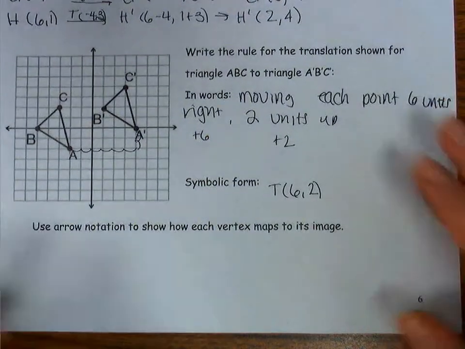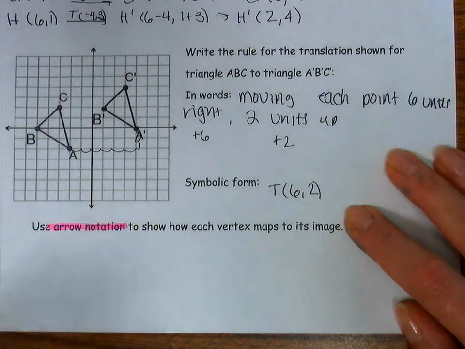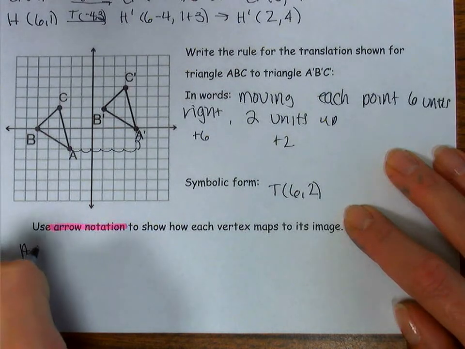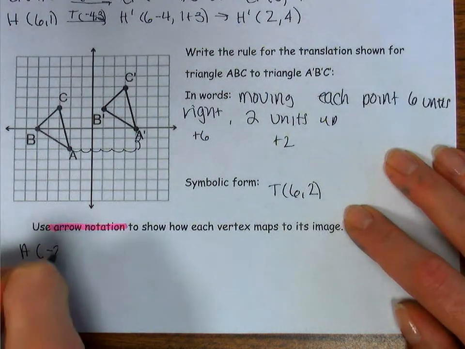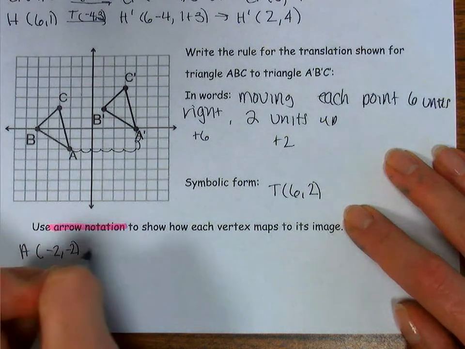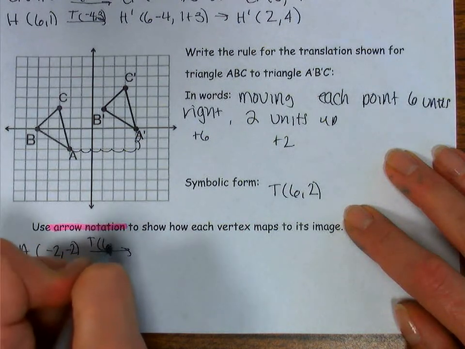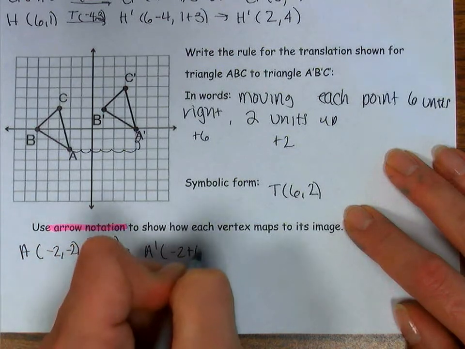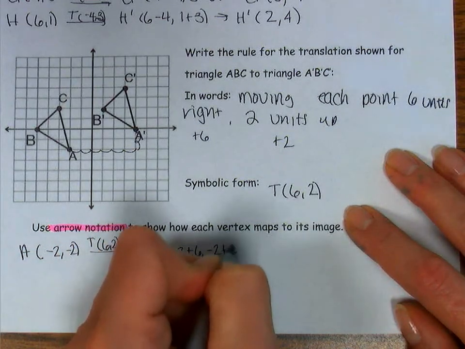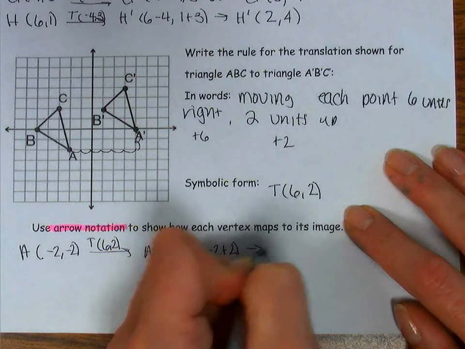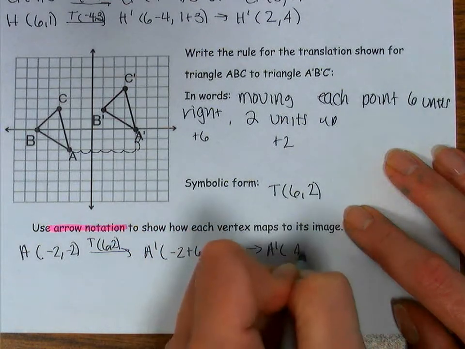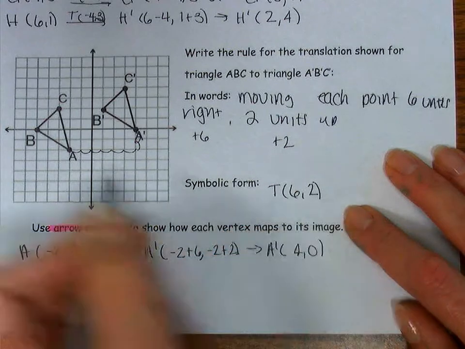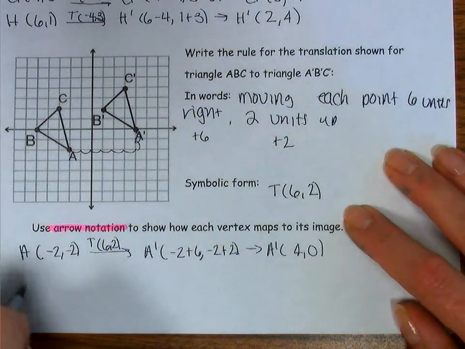Now let's take a look at arrow notation. Using those arrows, the coordinates of A are -2, -2, and we're using that translation of 6, 2 to give me A prime, which is -2 plus 6, -2 plus 2. That gives me A prime of 4, 0, and that's exactly where we end up.